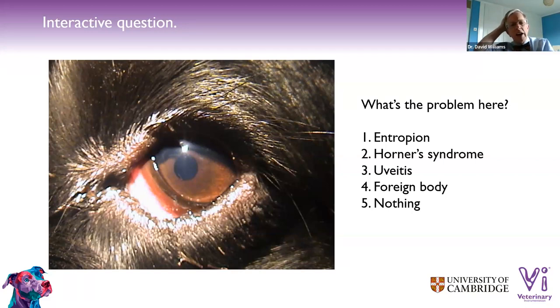Other things: uveitis. Again, a small pupil could give you uveitis there, couldn't it? A foreign body might be there, which is causing blepharospasm and inturning. So it's always worth checking for these things. Some of you said nothing. I think probably there is something going on there, but as I say, it might just be a foreign body. So that's just a little thing.